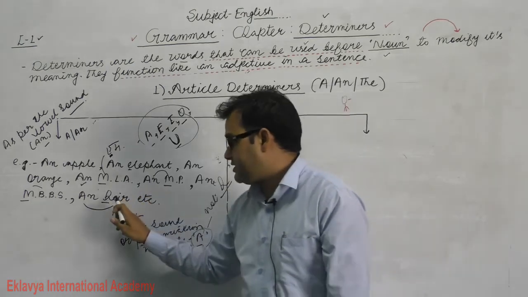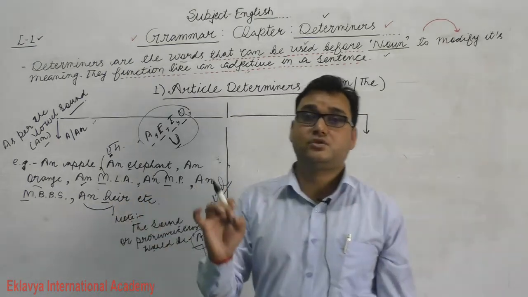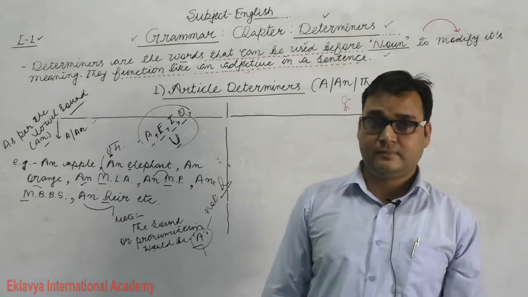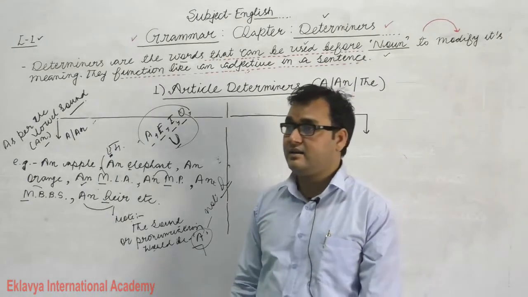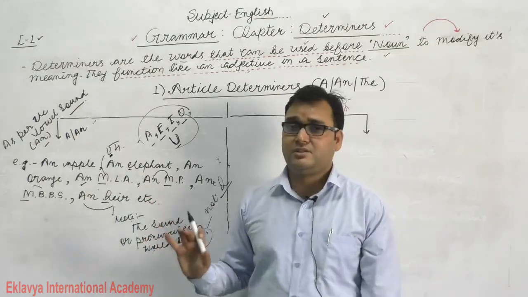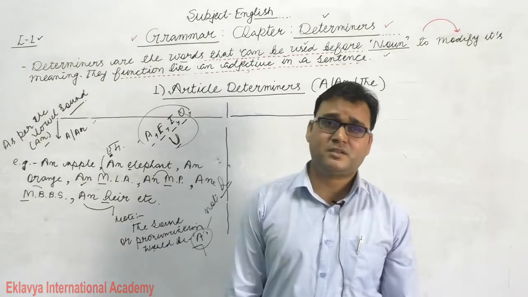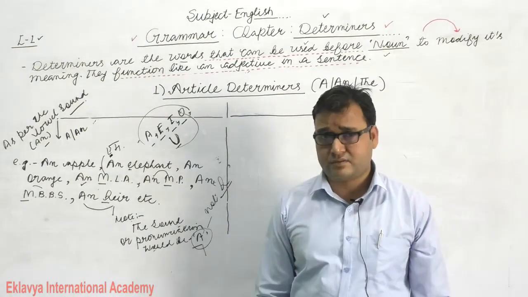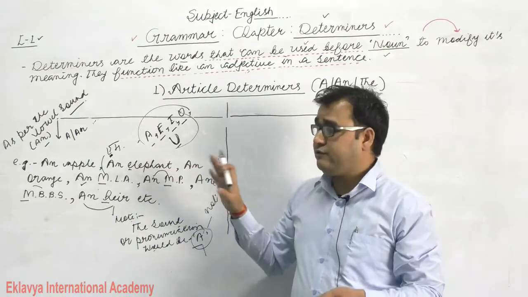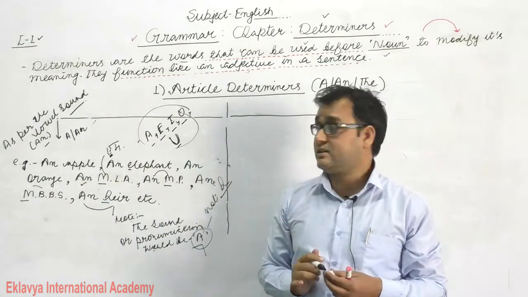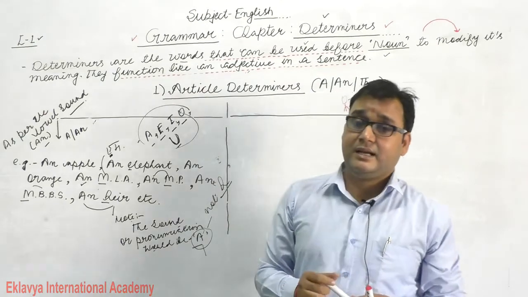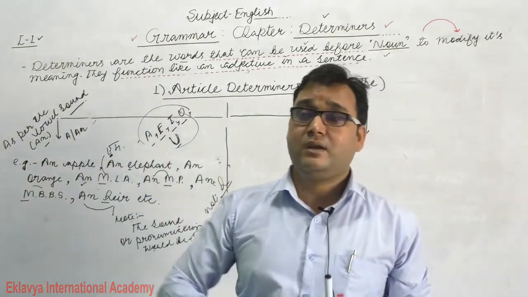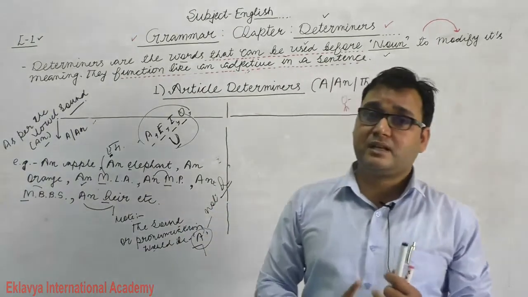The meaning of H-E-I-R, air, is Uttaradhikari, Vanshaj. These are all the basics that you learned before, even in your 7th and 8th class. Okay, it's all about the using of vowel or consonant sound, using of article as per the vowel and consonant sound. Letter will be there, but the sound is more important.